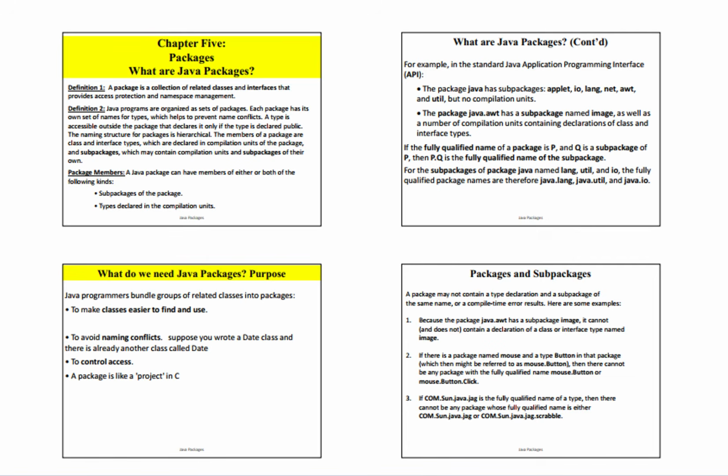The package java.awt has a subpackage named image, as well as a number of compilation units containing declarations of class and interface types. If the fully qualified name of a package is P, and Q is a subpackage of P, then P.Q is the fully qualified name of the subpackage. For the subpackages of the package java named lang, util, and io, the fully qualified package names are therefore java.lang, java.util, and java.io.